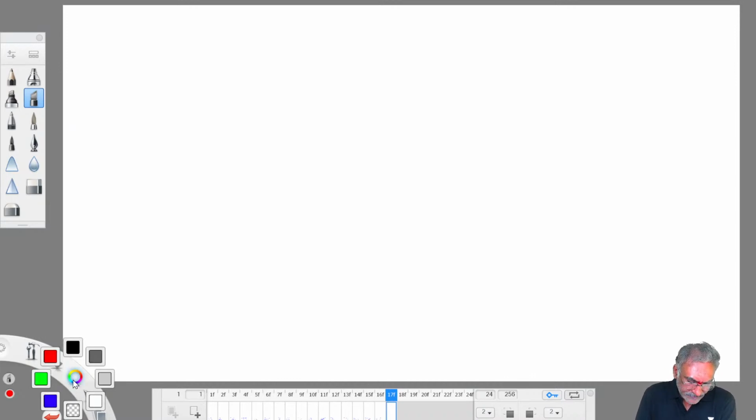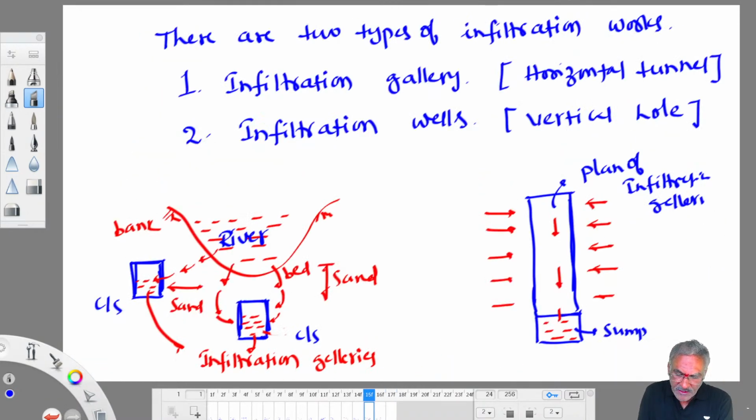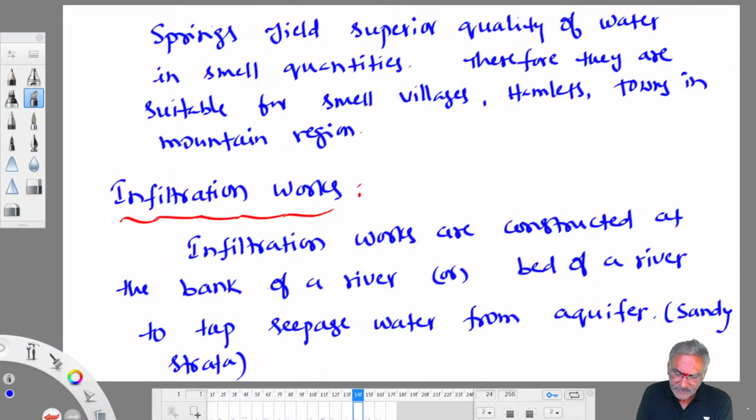Next, coming to wells. Well is nothing but a hole made in the ground to tap groundwater. Groundwater is different. Infiltrated water is different. Seepage water is nothing but infiltrated water, also known as infiltrated water. Seepage water infiltrates into the well. Okay? So you don't find infiltrated water everywhere.